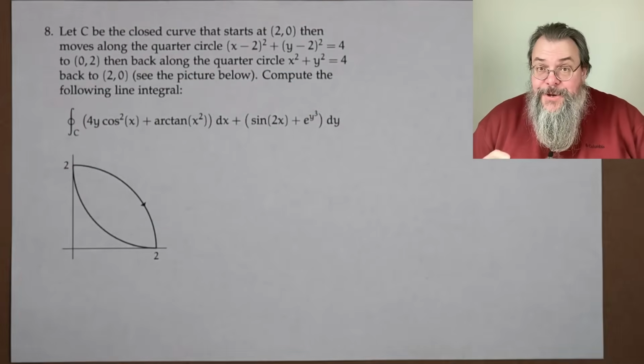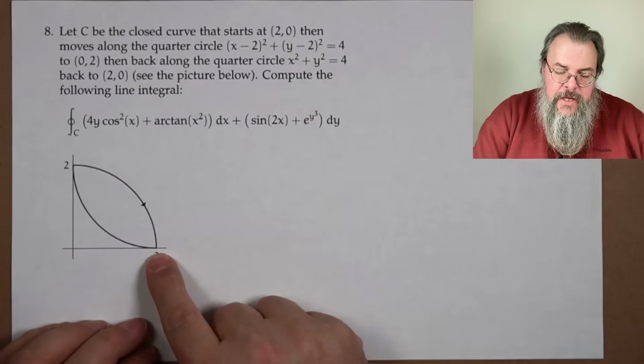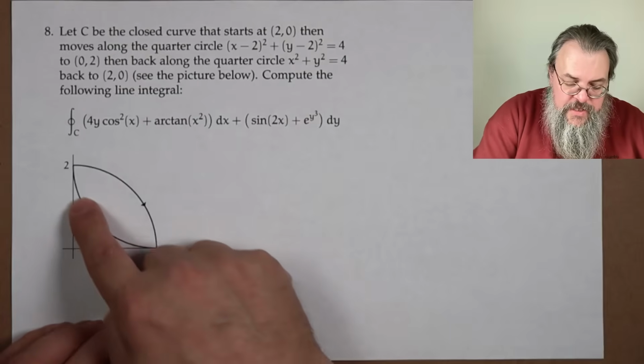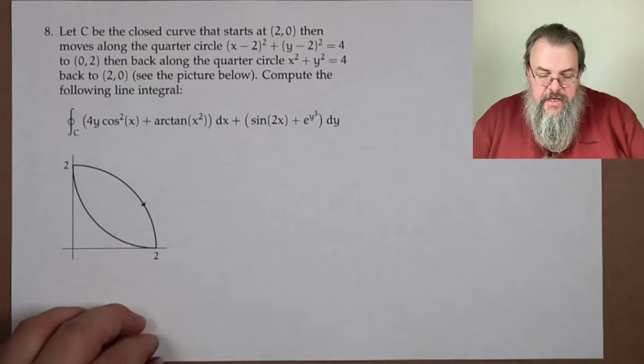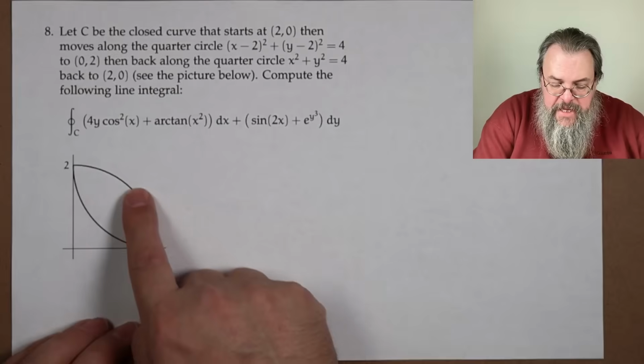Let C be the closed curve that starts at (2, 0). So we start here. Then it moves along the quarter circle (x minus 2) squared plus (y minus 2) squared equals 4. So that's this piece up to (0, 2). And then back along the quarter circle x squared plus y squared equals 4, back to (2, 0).